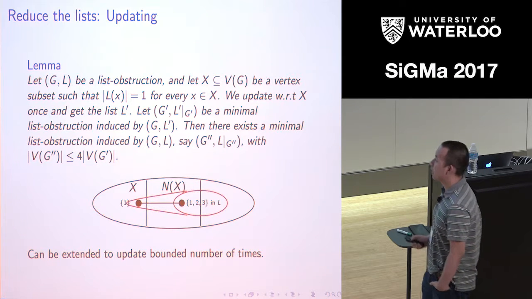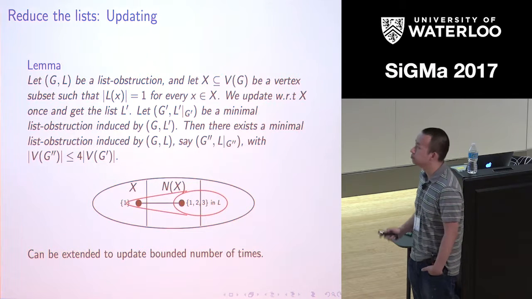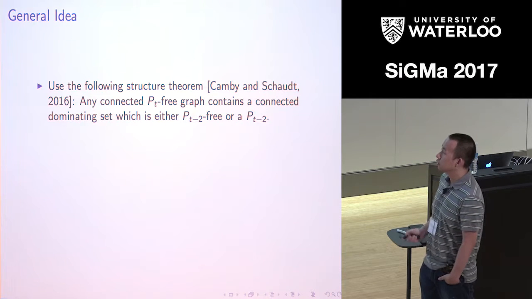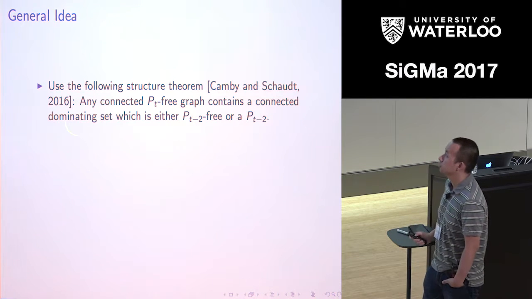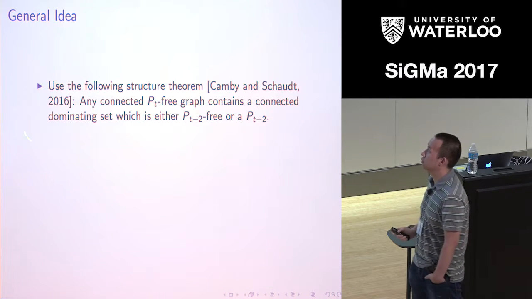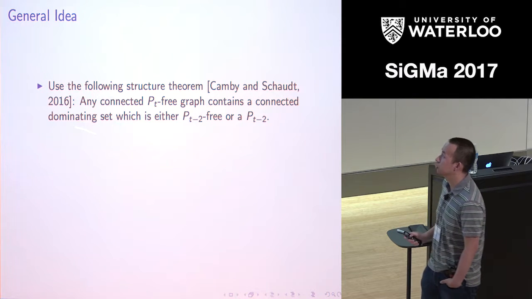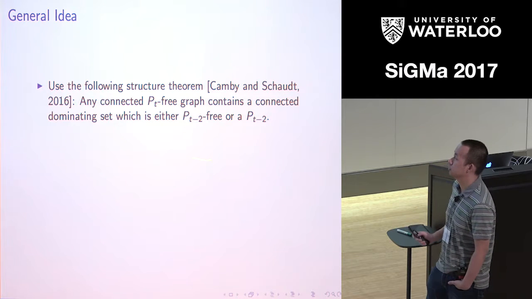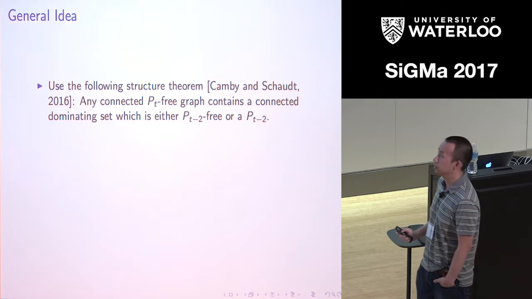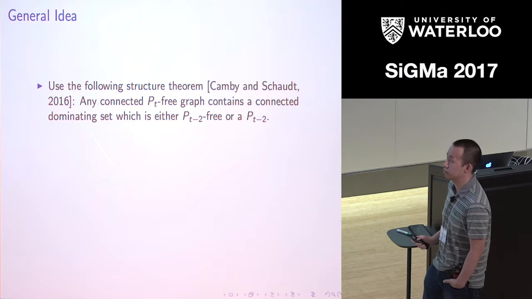One remark is that this procedure can be extended to update a bounded number of times. So here is the general idea of reducing the list. We use one structure theorem: any connected P_t-free graph contains a connected dominating set, which is either P_{t-2}-free or P_{t-2}. A dominating set is a set such that every other vertex is adjacent to this set.